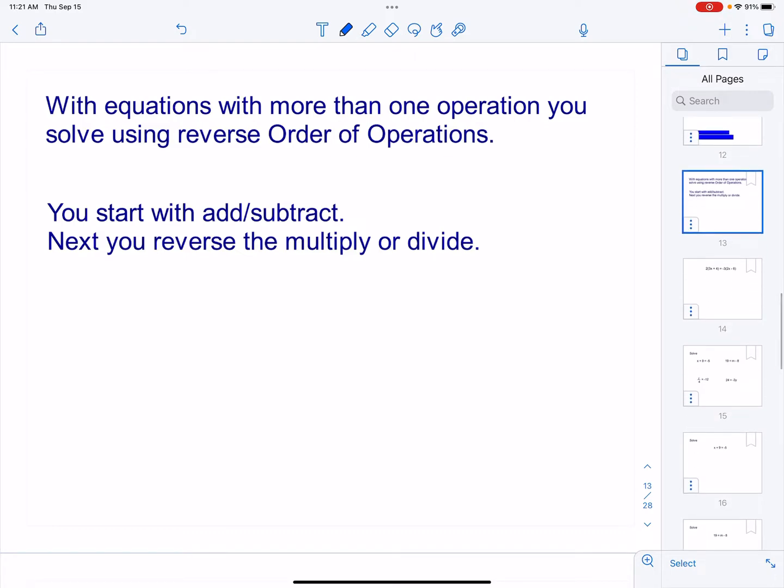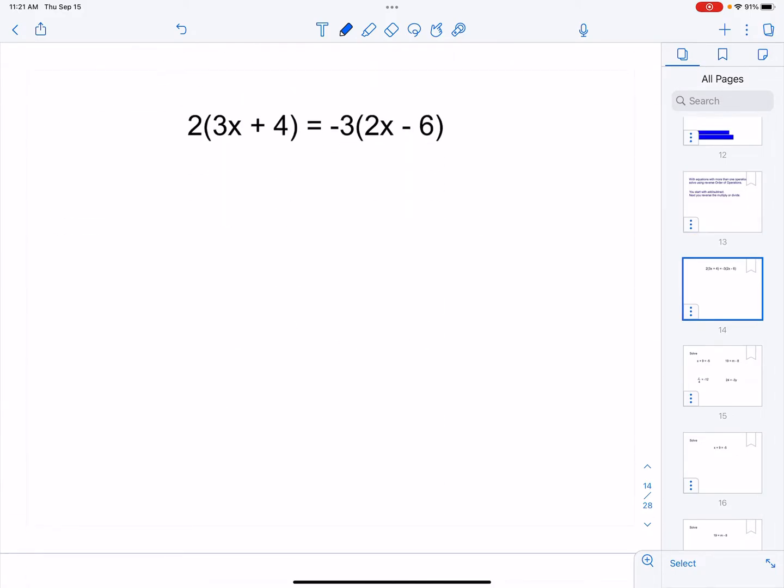So what I'd like to do is show you where we're headed. In a couple weeks, this is where we're going to be. This is a typical 8th grade equation.